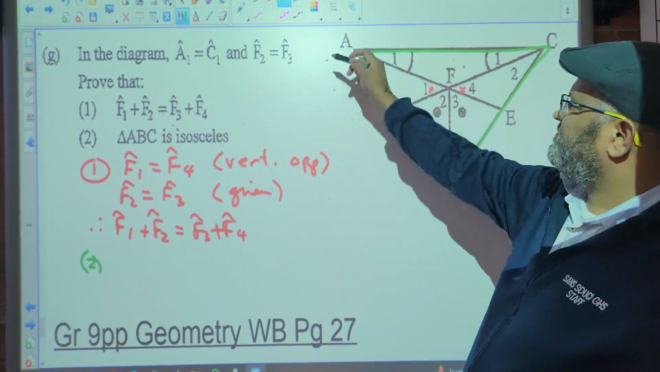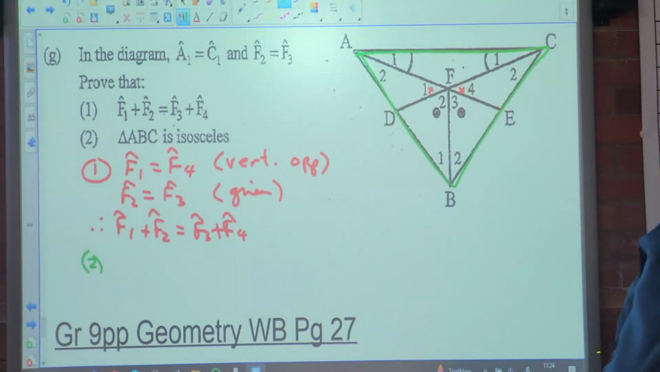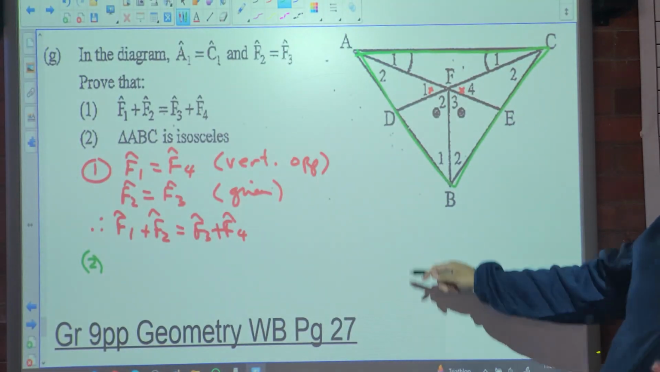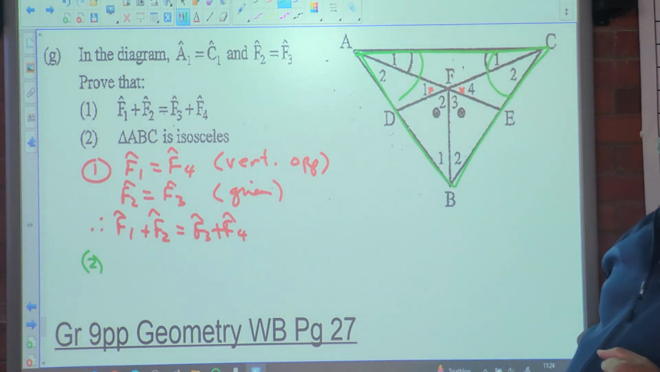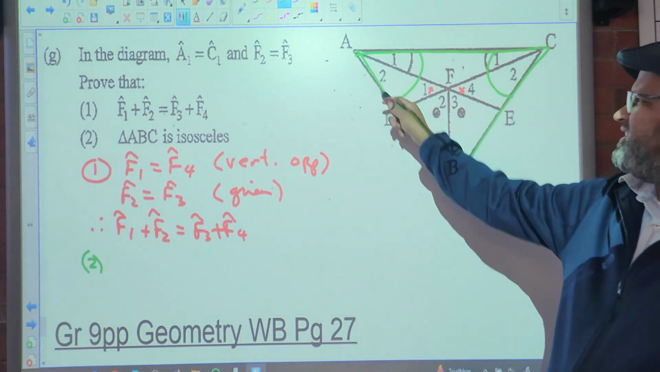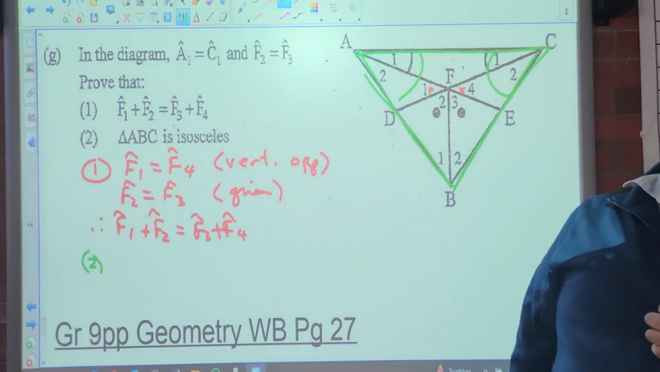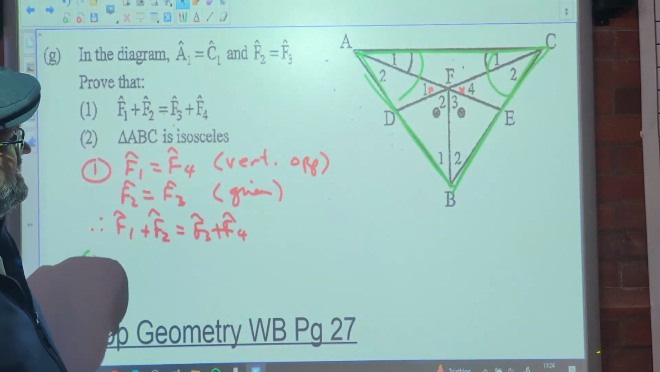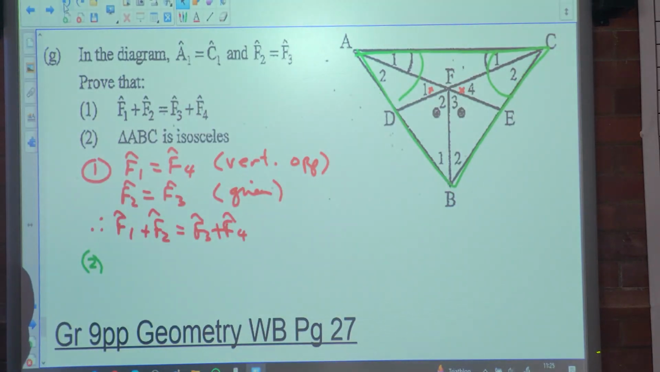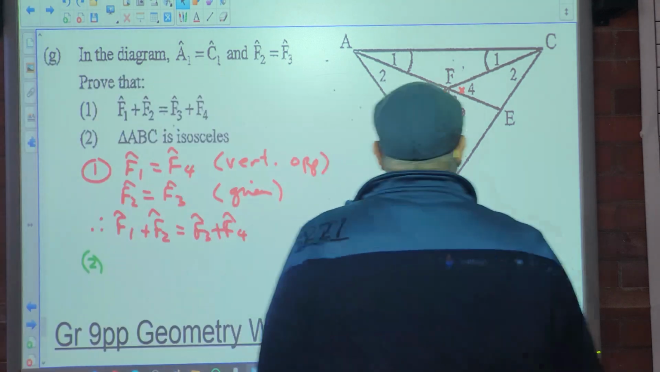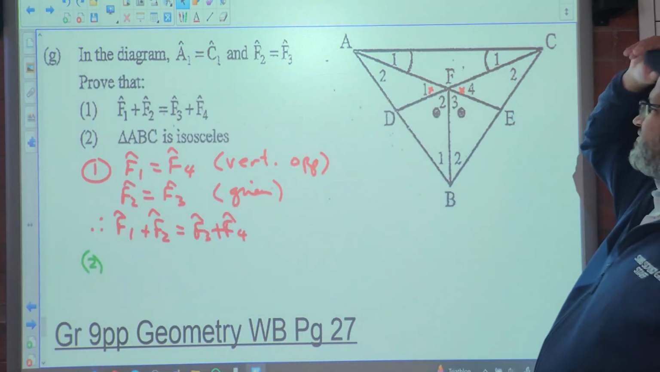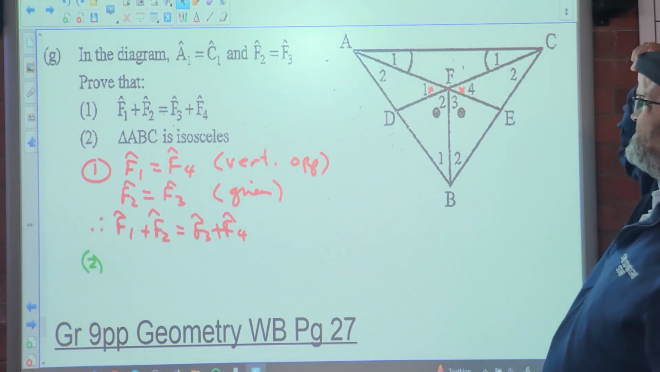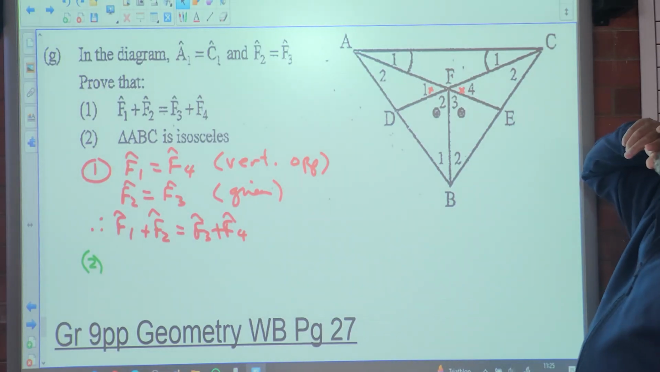Number 2. You must prove that ABC is an isosceles triangle. To prove that's an isosceles triangle is one of two ways. You either prove that the base angles are equal, or you prove that those lengths are equal. One of the two. Okay, not both. So let's see what we have. We already know that A1 is equal to C1. So if I can prove that A2 is equal to C2, I've done the job. Not so?